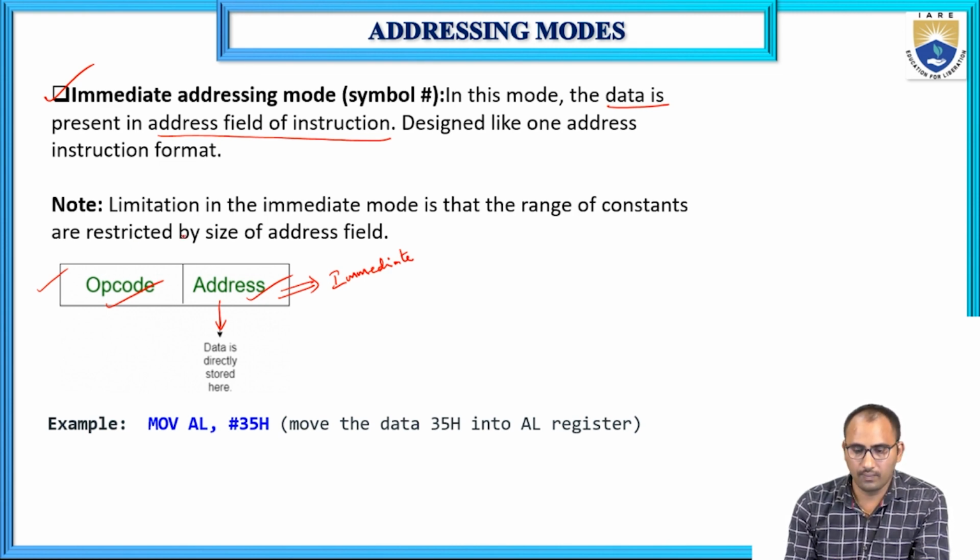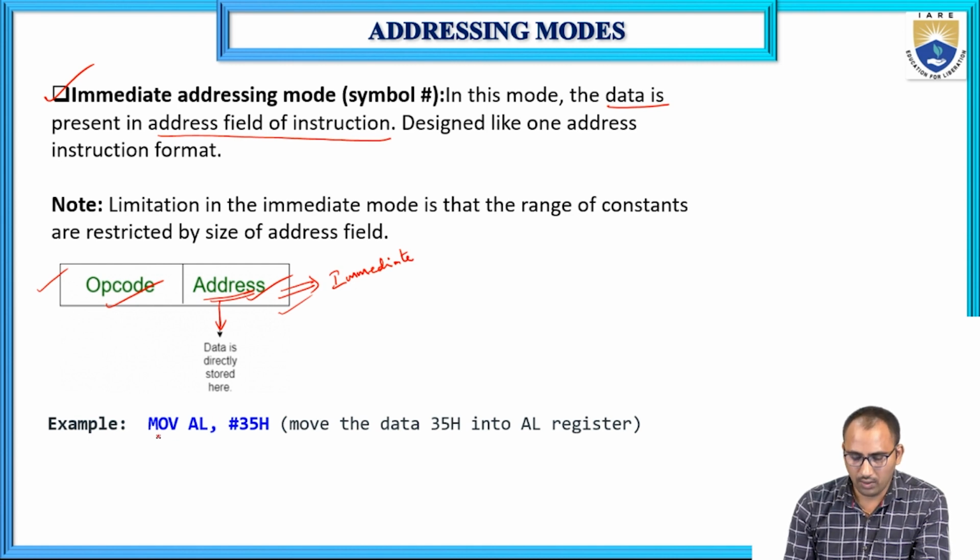And coming to the note, the limitation in the immediate addressing mode is that the range of constants is restricted by the size of the address field. Here in the address field, we can specify constant values, but that constant value is limited by the size of the address field. So that is a limitation here.